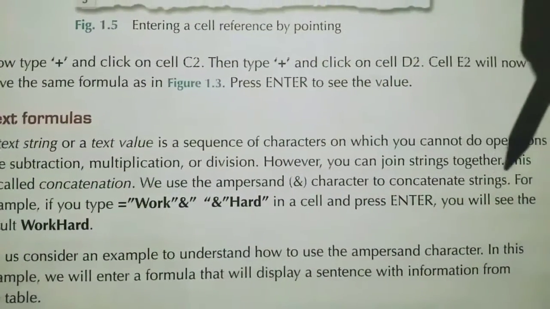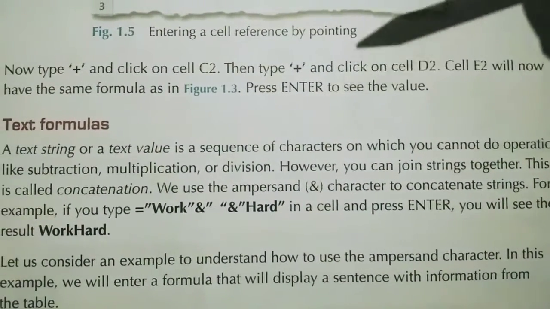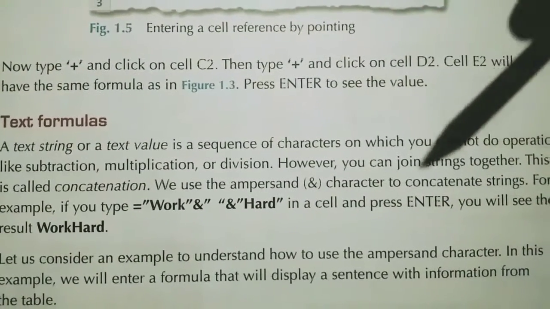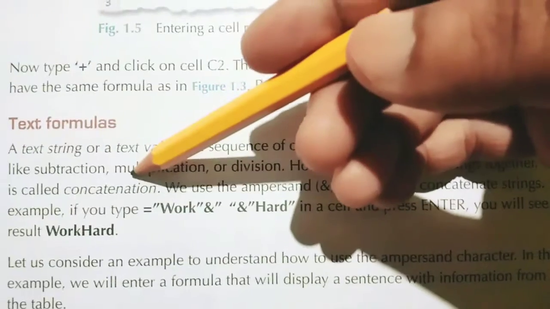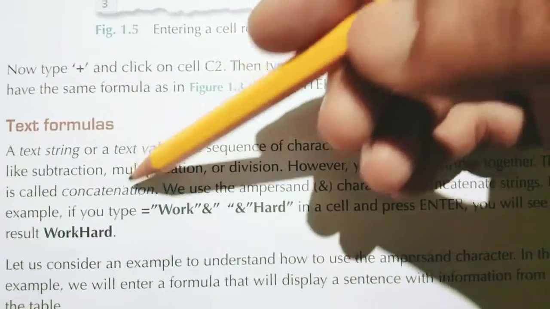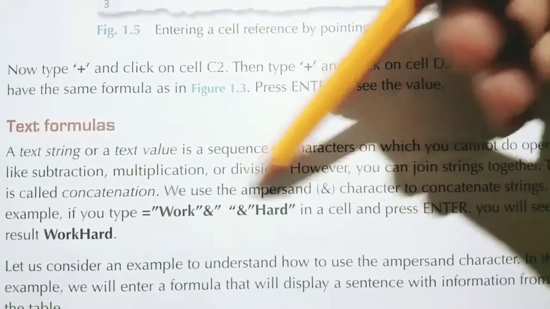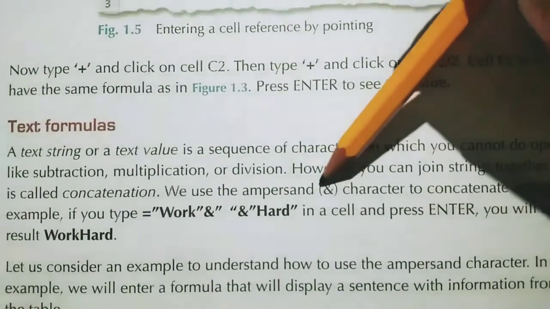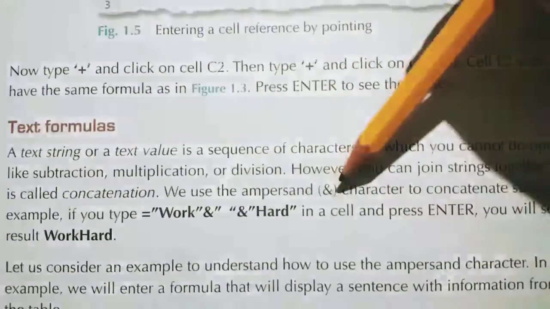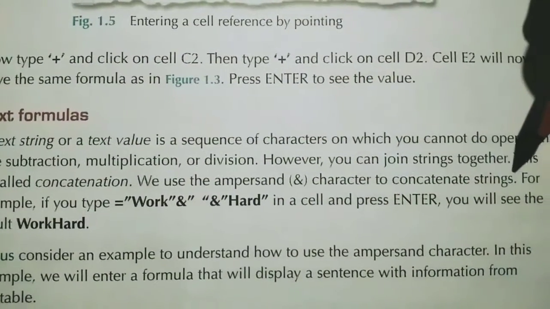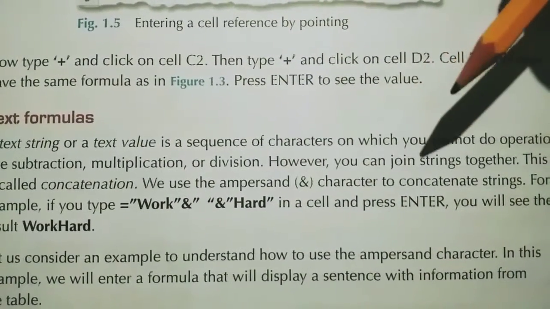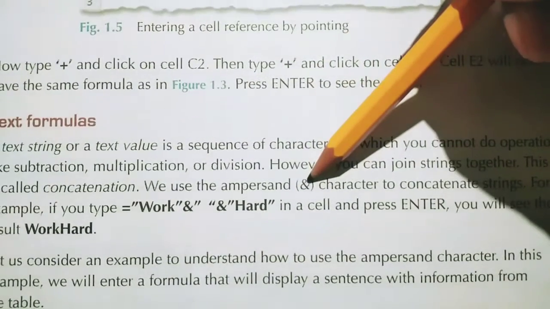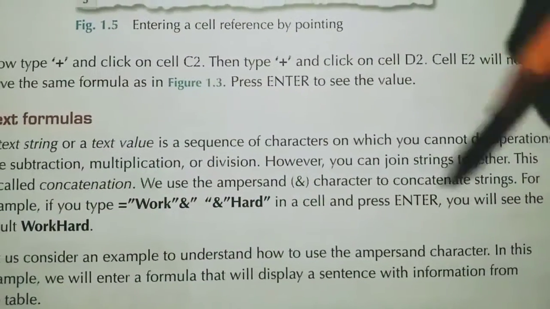However, you can join strings together. What can you do with the text, with the words? You can join two words, or three words. This process is called concatenation. We use the ampersand. Ampersand means this and sign. You know this and sign. This sign is called the ampersand sign. So we use the ampersand character to concatenate strings. That means to join any string, any word, any text, we use this ampersand sign.